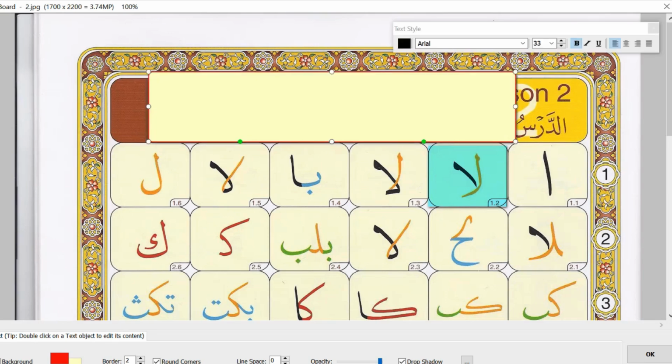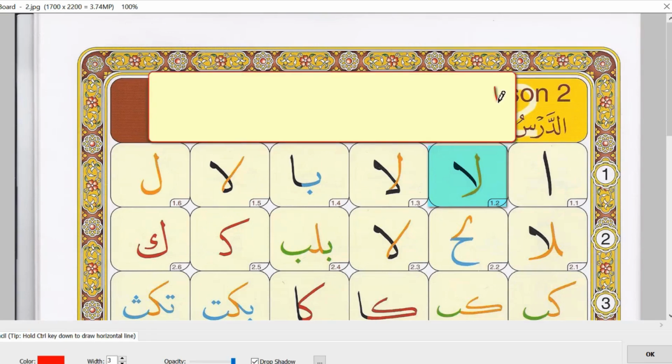Like two letters here, and the first one is lam, and the second one is alif. These two letters are connecting each other. They will not keep the same shape. The first shape is short, and the second shape is on top of it.